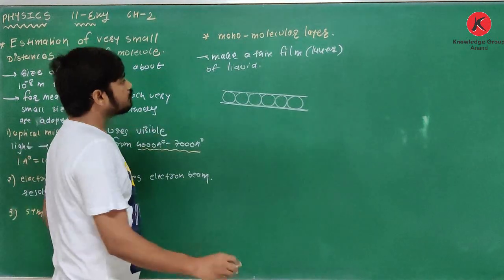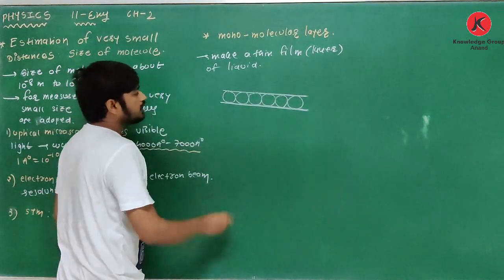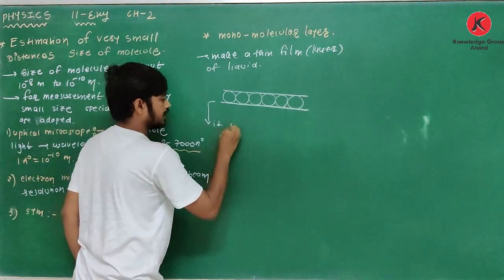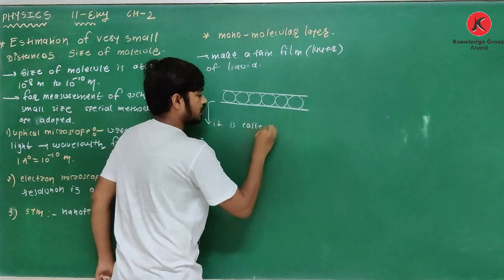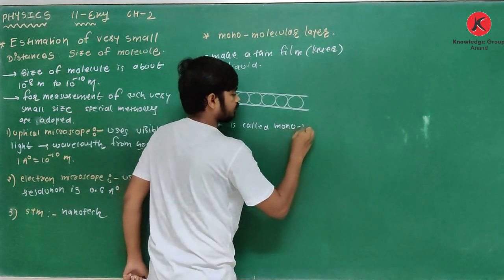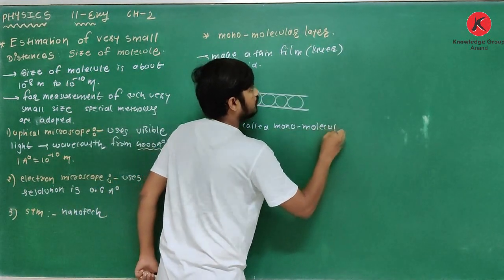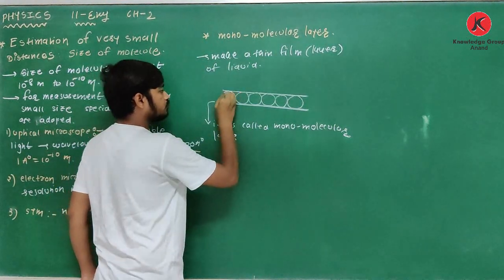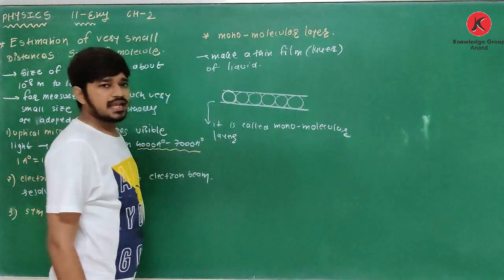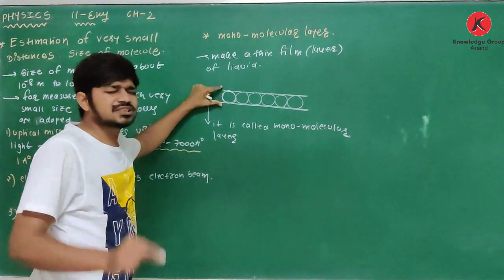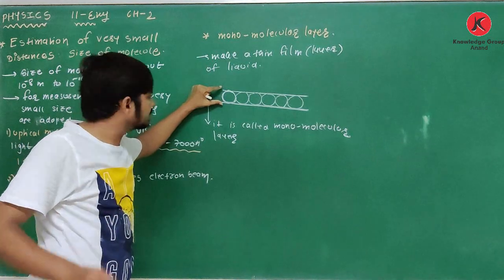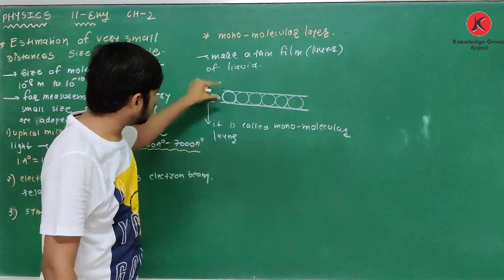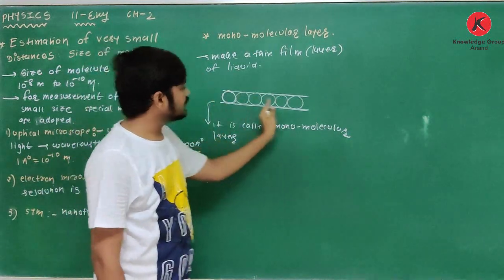So if we consider a very thin layer of liquid, then it is called a monomolecular layer. Mono means one. If I take this thickness very small, I can consider that it is made up of only one molecule in a layer.